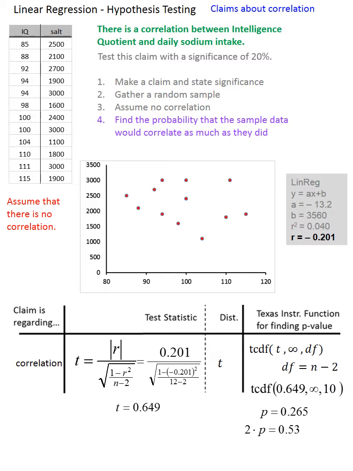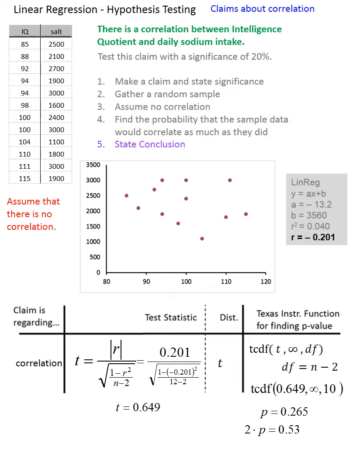Now remember, you would always double the probability if the claim made no assertions about a positive or a negative correlation, which it didn't. If the claim specifically said positive correlation or negative correlation, we wouldn't double the probability value. So what this means is, if the null hypothesis is true, there's a 53% chance the data could have looked like this. So that's not overwhelming evidence to overturn the null hypothesis.